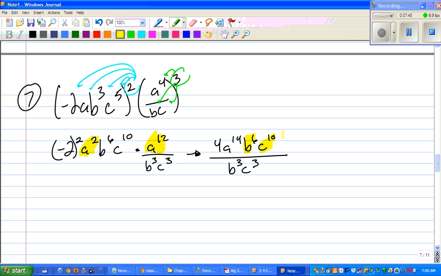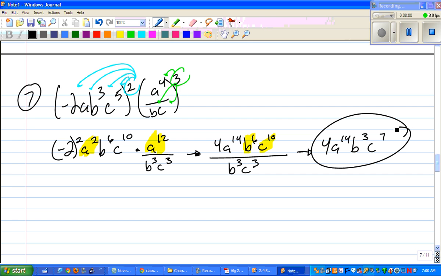Take a look at your b's and your c's to see which one wins. Your final answer is 4, a to the 14th, b to the 3rd, c to the 7th. All right, 2 more.